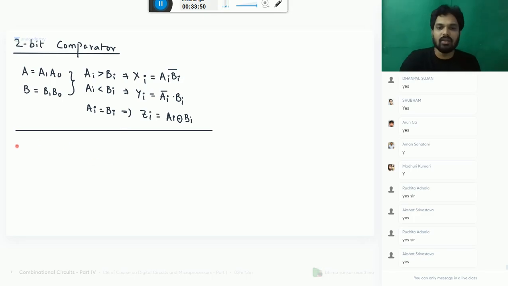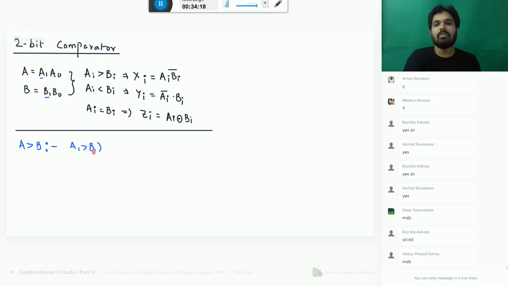So when will you get A greater than B? A greater than B can be done by two cases. First case, please listen carefully. Out of the two 2-bit numbers A1, A0, B1, B0, when can I say directly A greater than B? If A1 is greater than B1. Direct MSB, if A1 greater than B1, you need not worry about A0 and B0. Happily, you can say A greater than B. This is one possibility.